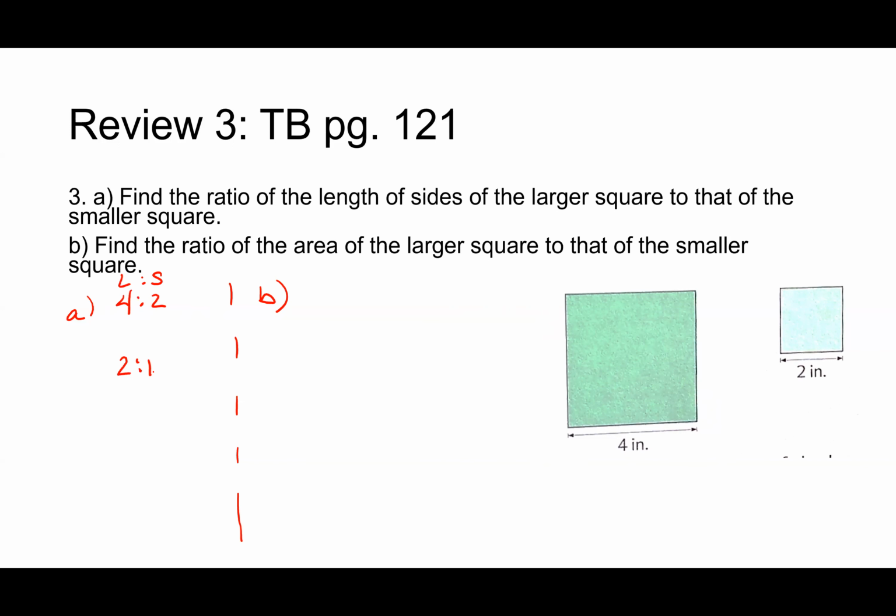Well, how are you going to find the ratio of the area? Larger square area to smaller square area. Elin? Okay. Simplified, you get 4 to 1. Great job. So multiply the sides, 4 times 4, the sides of the larger square and the sides of the smaller square.